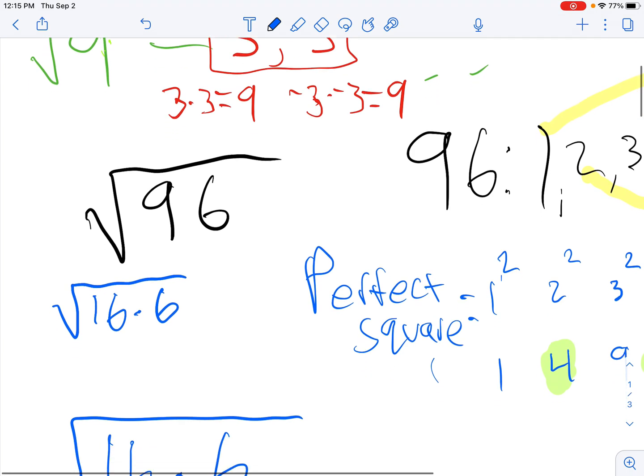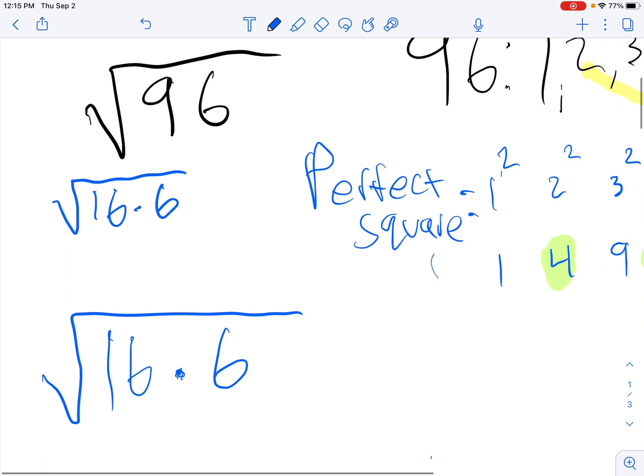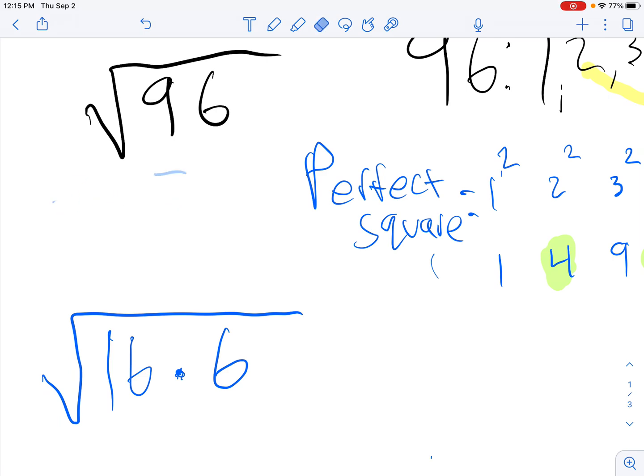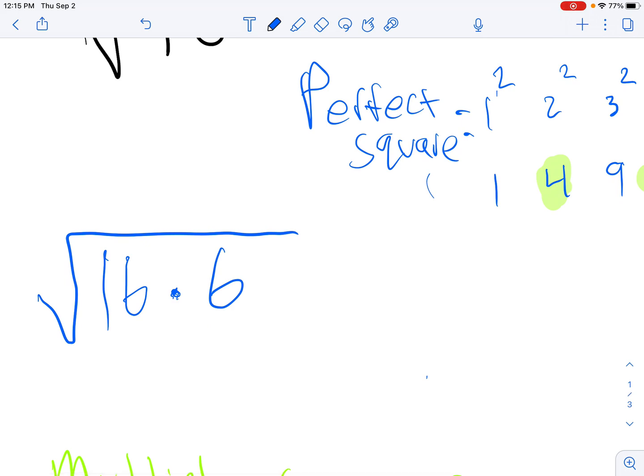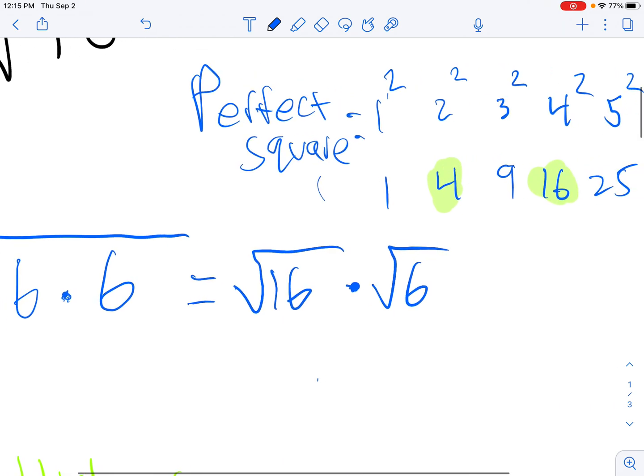When you multiply radicals, you can split them apart. So we can write this as the square root of 16 multiplied by the square root of 6. When I look at the square root of 16, what number multiplied by itself equals 16? That's going to be 4.